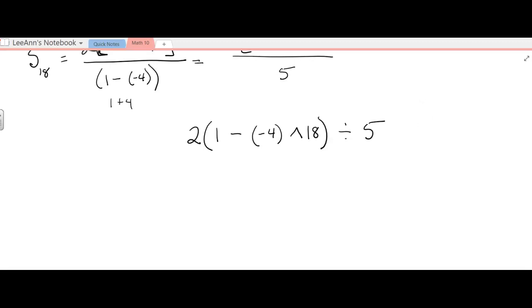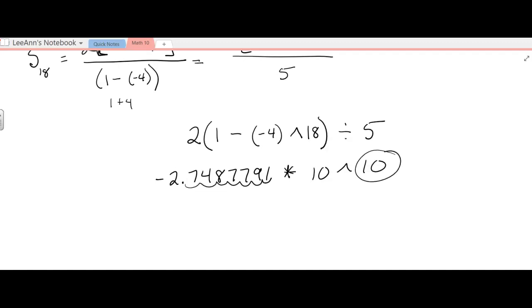So in my calculator, it shows -2.7487791 times 10 to the power of 10. That's what it's showing. That is scientific notation. So I'm going to have to go 1, 2, 3, 4, 5, 6. There's 7 places, and I need to go 10 places. So I'll have to put in 3 zeros.